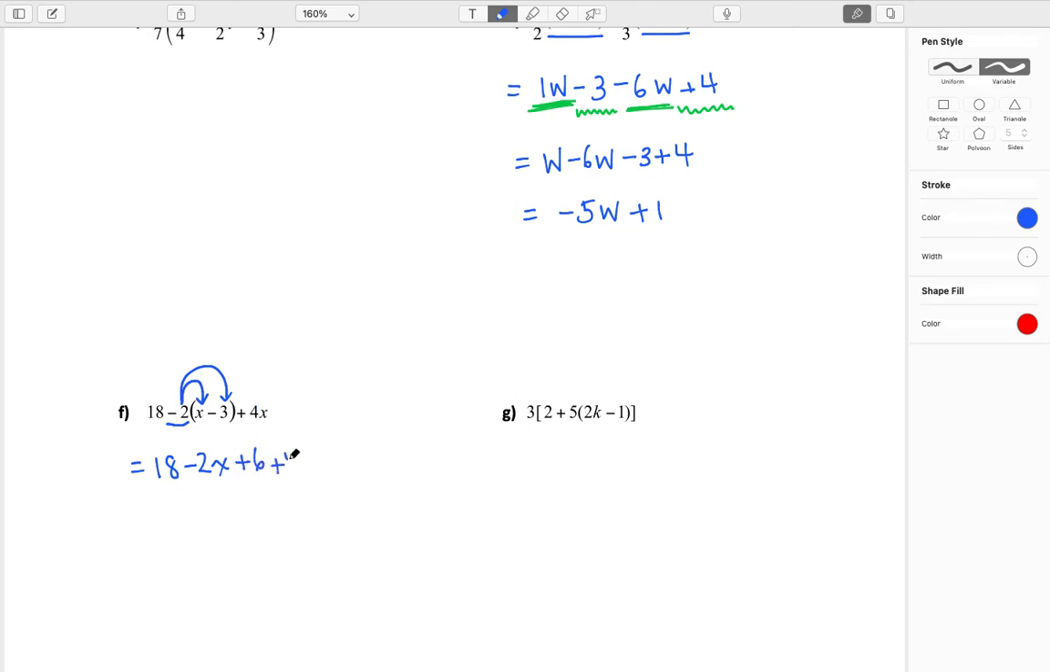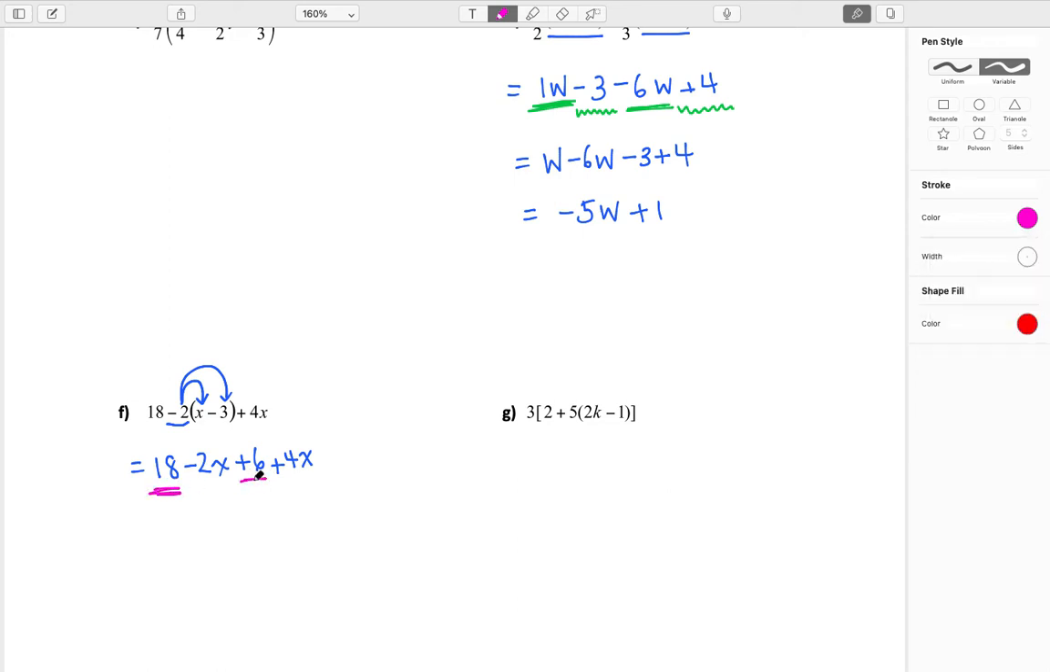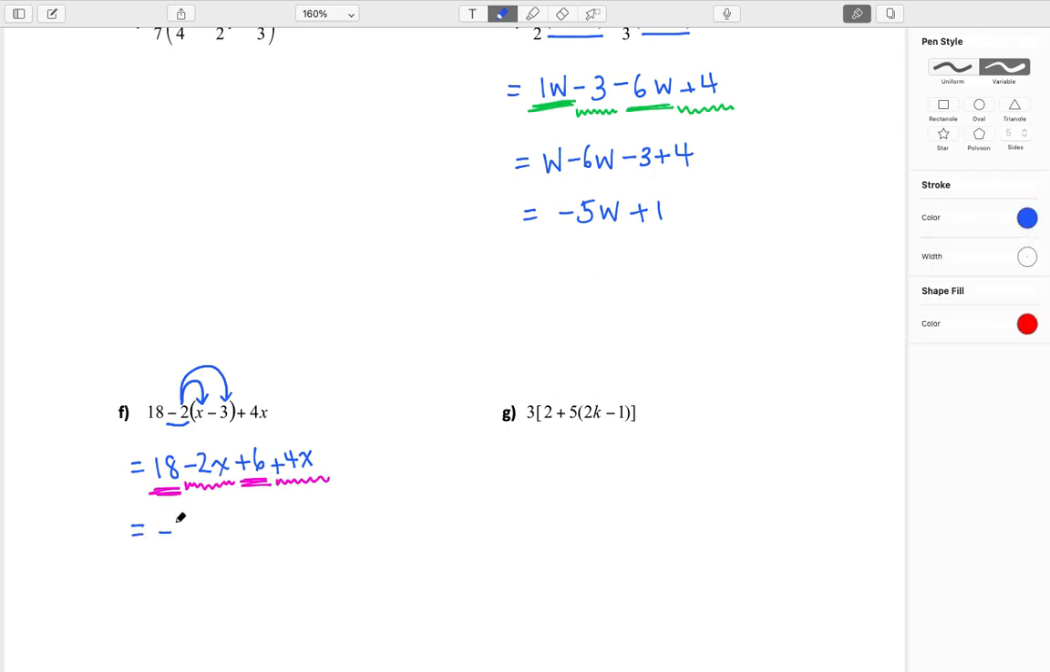And then plus 4x. After that, let's collect the like terms. We have 18, just a number, and 6. And then we have negative 2x, a like term with positive 4x. So let's collect the x's together. Negative 2x plus 4x, the wiggly line. And then we have underline, positive 18 and positive 6.